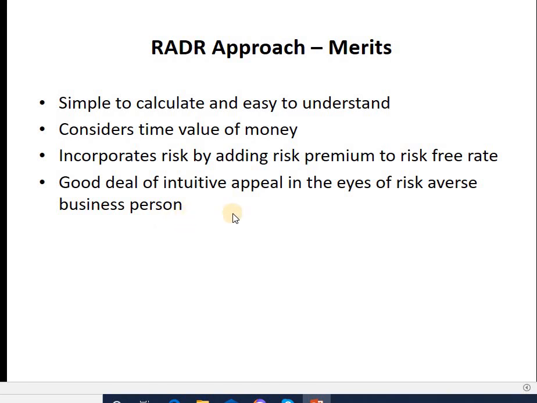It has a good deal of intuitive appeal in the eyes of a risk averse business person. It is a good deal in the sense that a person who is very risk averse doesn't want to take extra risk. To attract such persons, it is a good approach.